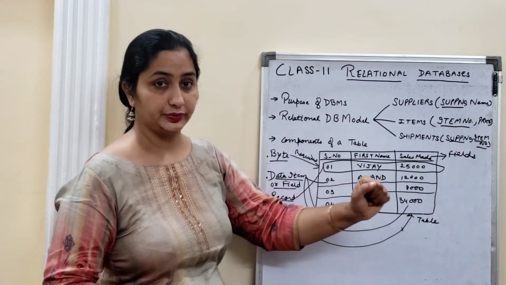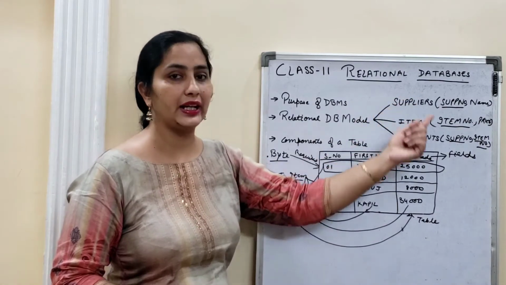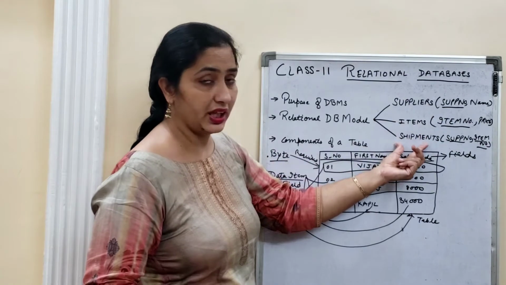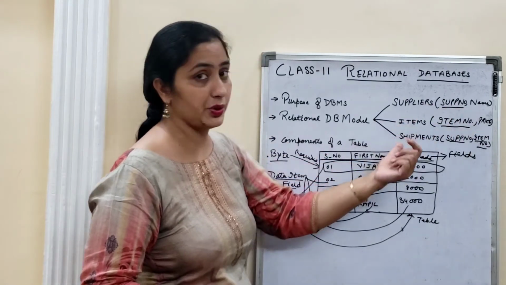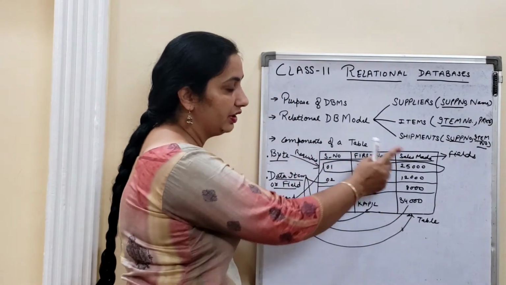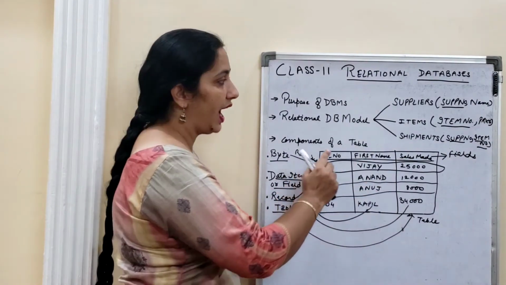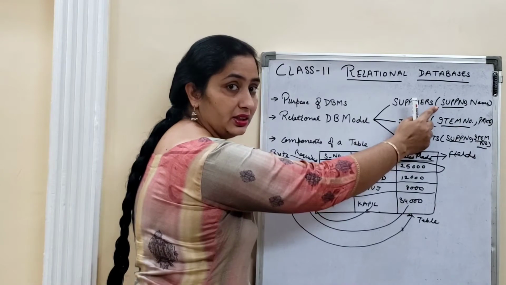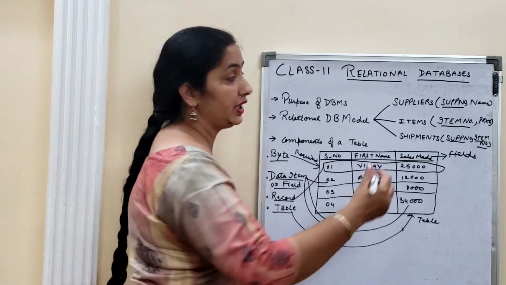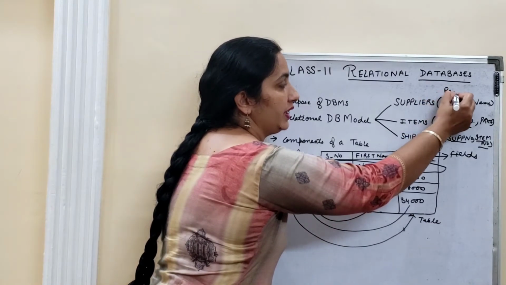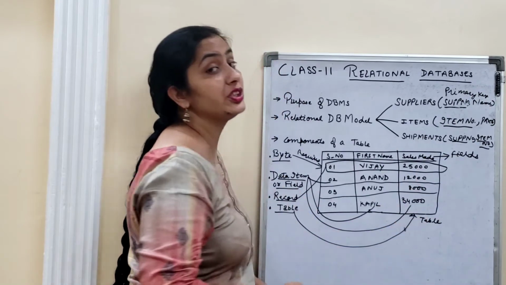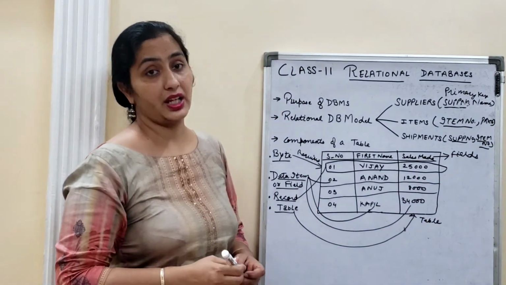What do these underlined words mean? This is your table name and these are the field names which you have. You can see here I have drawn one table. These are the field names, right? And the underlined ones mean these are the primary key. What is a primary key? Primary key means which is unique in its nature.